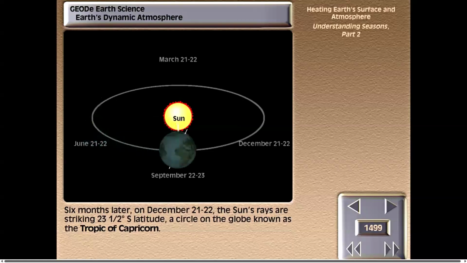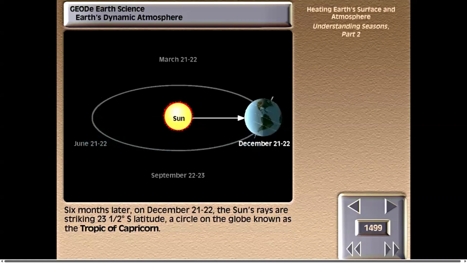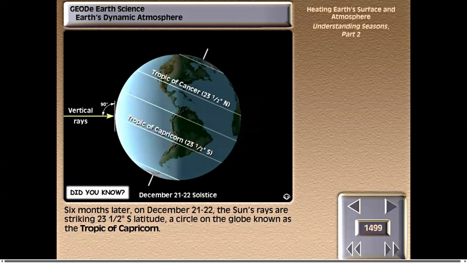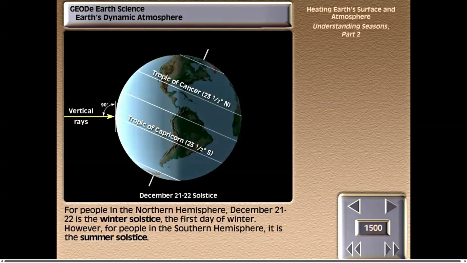6 months later, on December 21st or 22nd, the Sun's rays are striking 23.5 degrees south latitude, a circle on the globe known as the Tropic of Capricorn. For people in the Northern Hemisphere, December 21st or 22nd is the winter solstice, the first day of winter. However, for people in the Southern Hemisphere, it is the summer solstice.